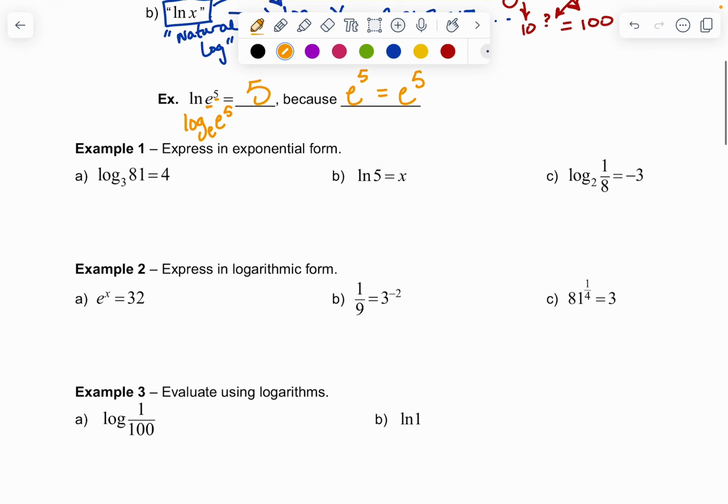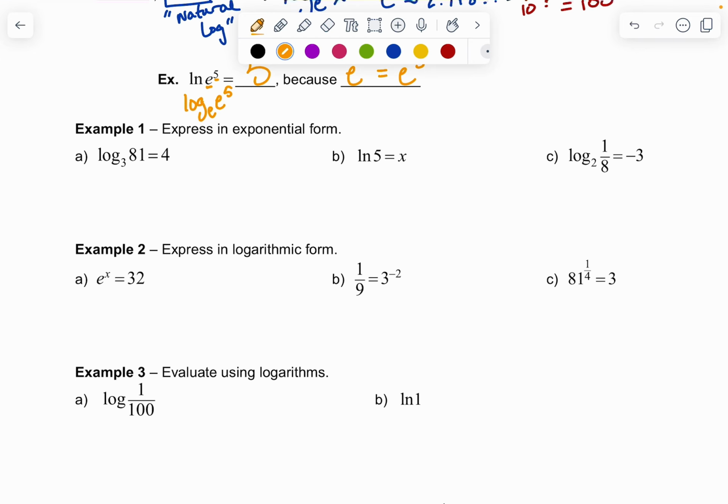Express the following in exponential form. So you can see all of these are logarithms, and we're trying to rearrange them. And we're going to use drop cross. It's going to make pretty quick work.